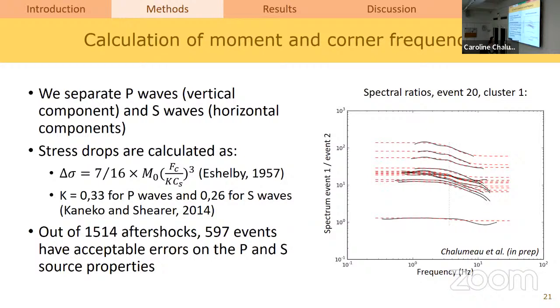Having obtained seismic moments and corner frequencies, we're able to calculate the stress drop of our events. Out of the about 1,500 aftershocks that I looked at for this method, about 600 events have reasonable errors on the P and the S wave source properties.